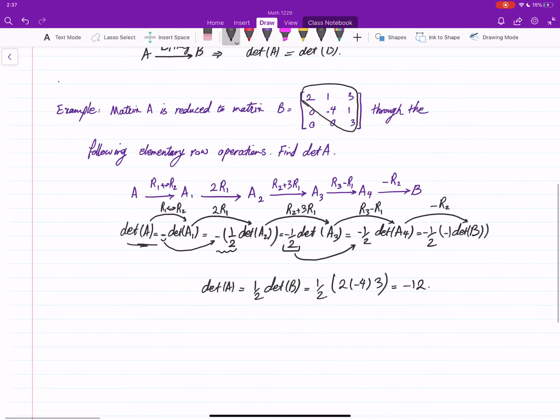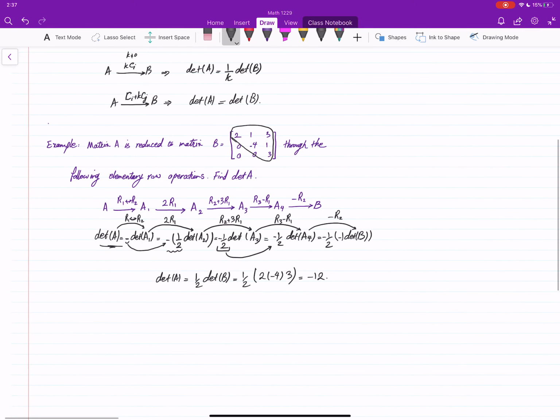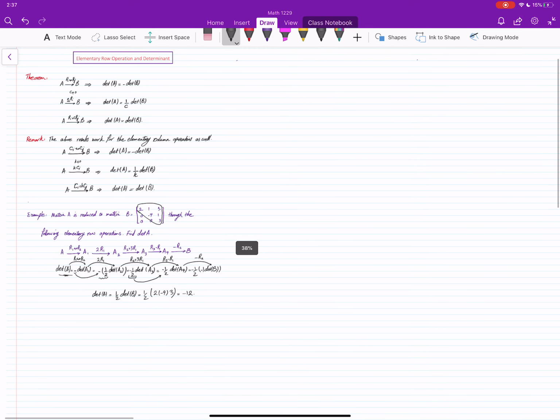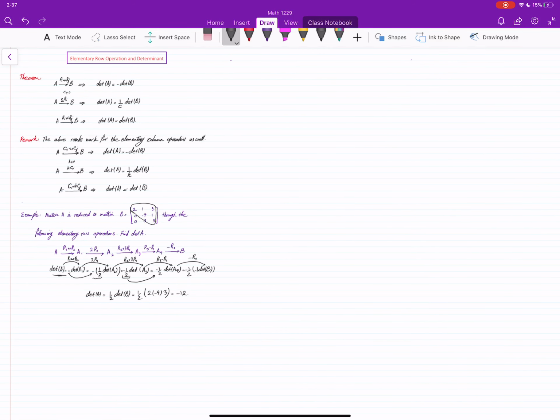So we have to know the effect of the elementary row operations and column operations, specifically because we will make or generate new results out of these results.